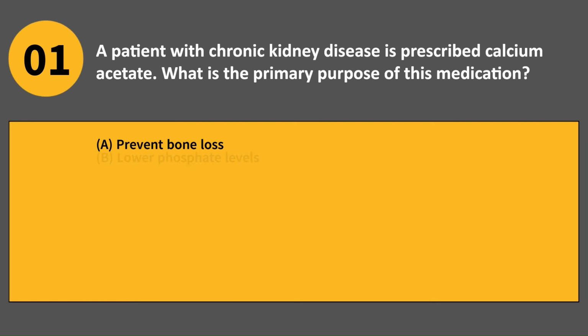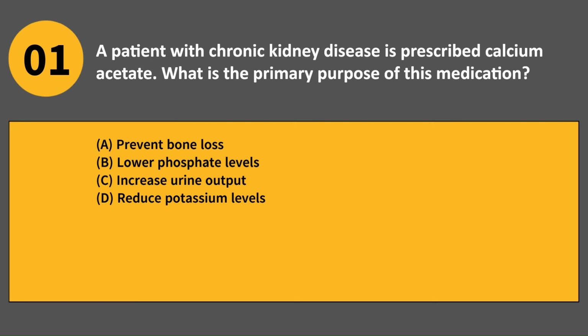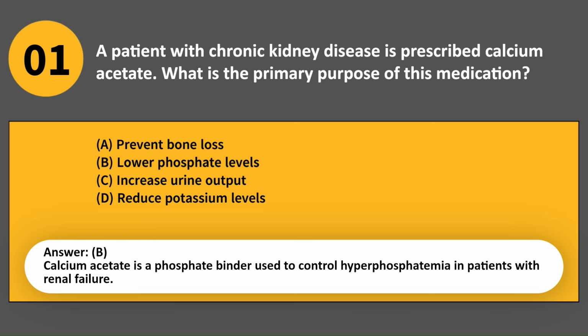A patient with chronic kidney disease is prescribed calcium acetate. What is the primary purpose of this medication? A. Prevent bone loss. B. Lower phosphate levels. C. Increase urine output. D. Reduce potassium levels. Answer B. Calcium acetate is a phosphate binder used to control hyperphosphatemia in patients with renal failure.